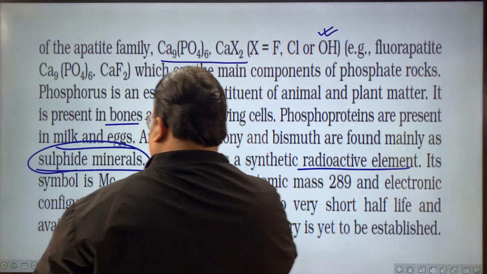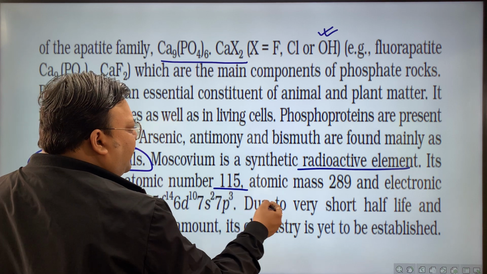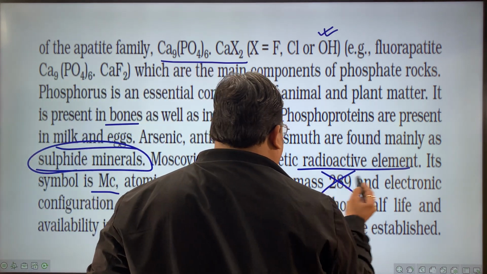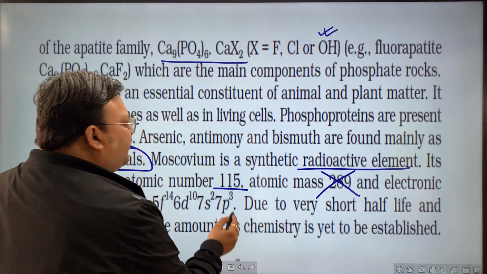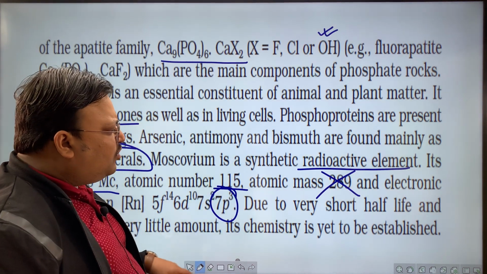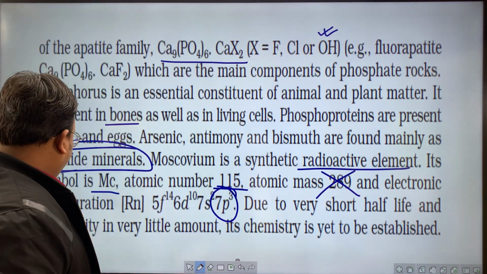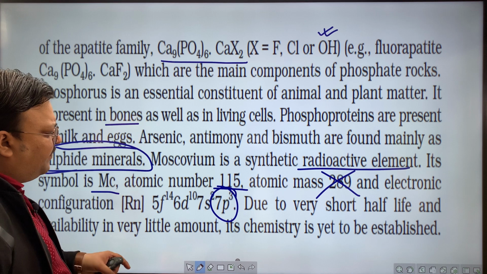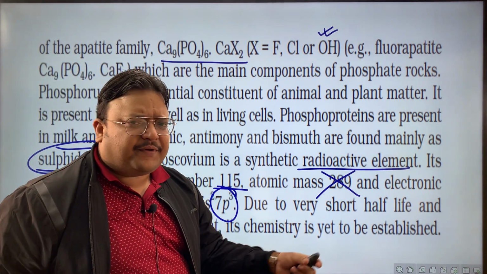Its symbol is Mc, atomic number 115, atomic mass. Now all of this is not required. Atomic mass is not required. It's going to be 7p3 eventually, due to its very short half-life and availability in little amount. Its chemistry is yet to be established.